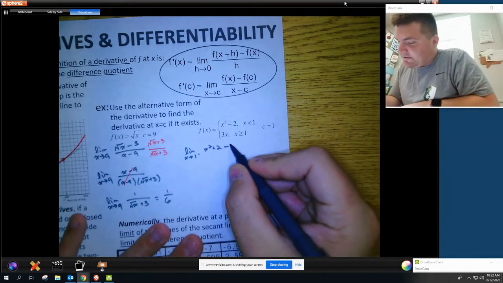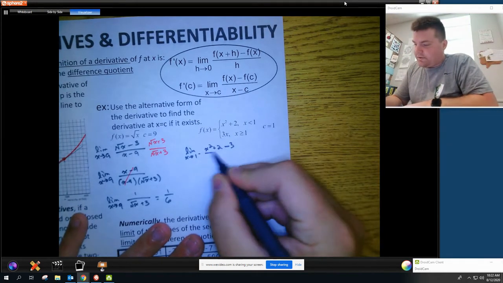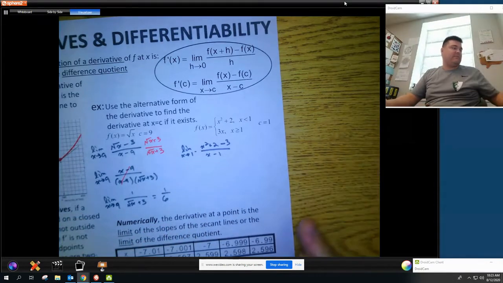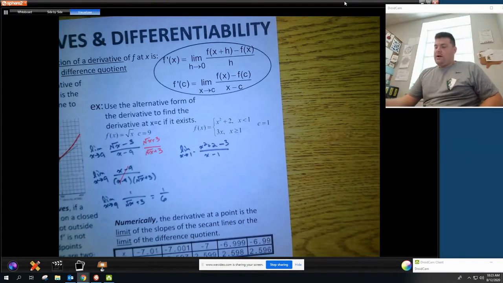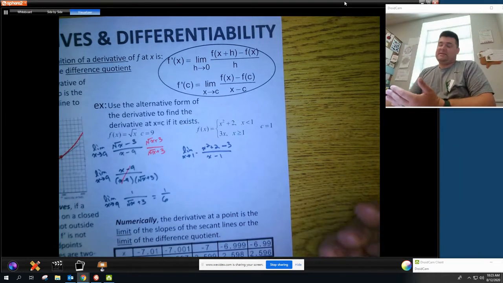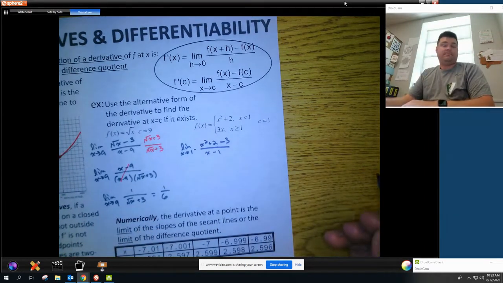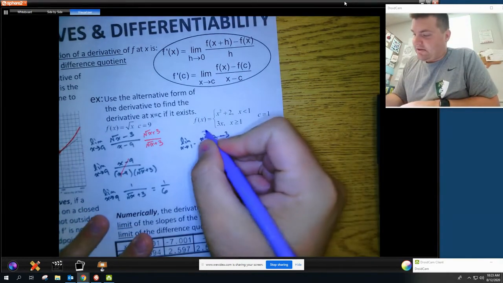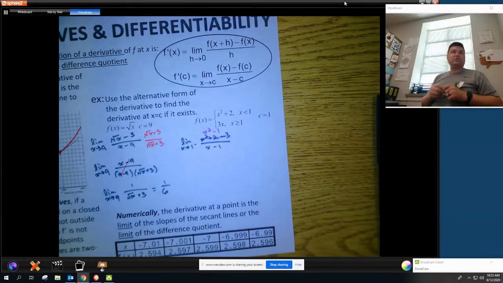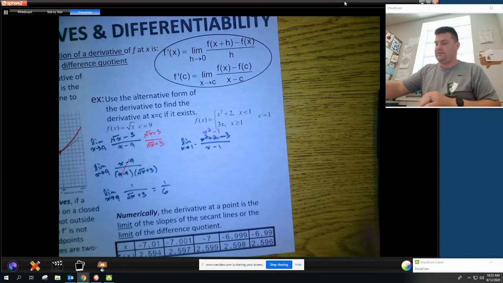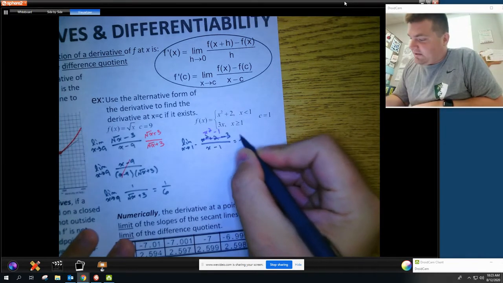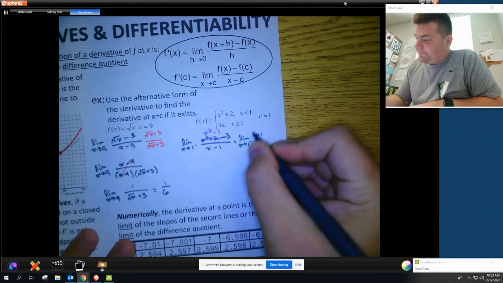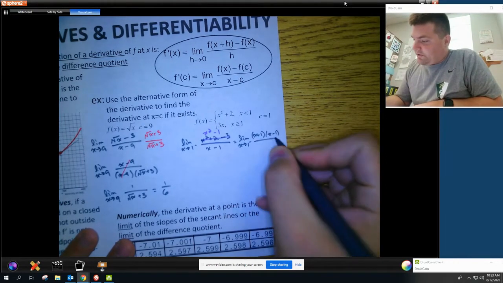Minus 3 all over x minus 1. So now when I do this, nice things are going to happen here because 2 minus 3 is going to be a negative 1. So I'm going to get x squared minus 1, which factors super nicely. So when I factor that, I'm going to get the limit as x approaches 1 from the left of x plus 1, x minus 1, all over x minus 1.